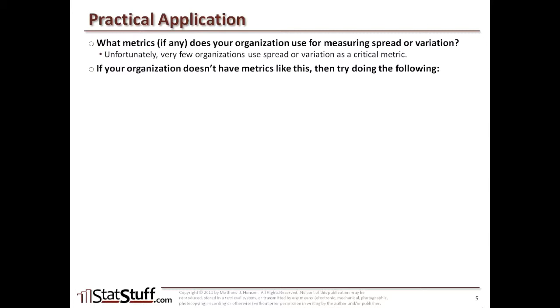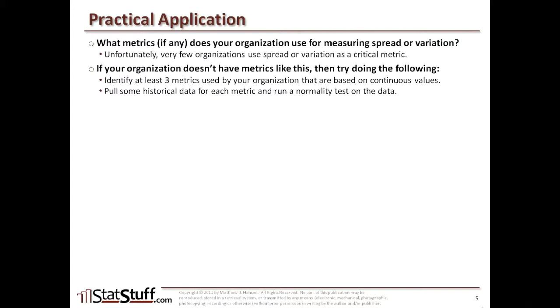then I would challenge you to try a couple of things. First, identify at least 3 metrics that you use in your organization, and only look for metrics that are based off of continuous types of values. Again, continuous values which tend to be numerical in nature, that is, measuring dollars or measuring something from a numerical standpoint or over time or something like that. So identify at least 3 of those metrics, and then for those metrics, try pulling some historical data for each one and run a normality test on that data.